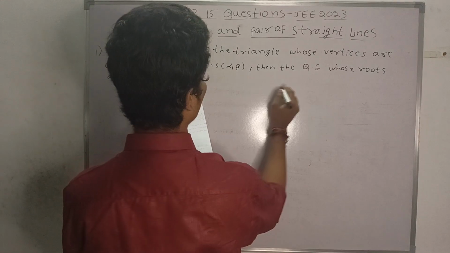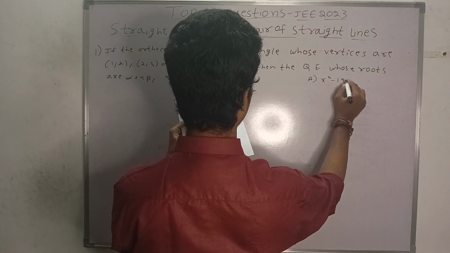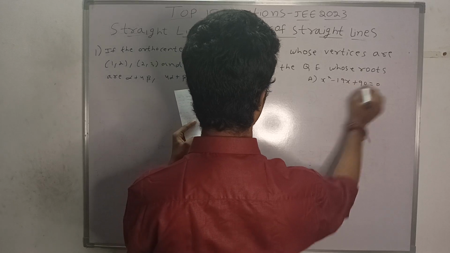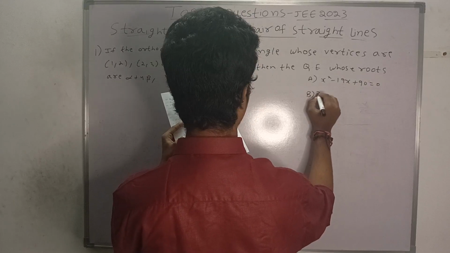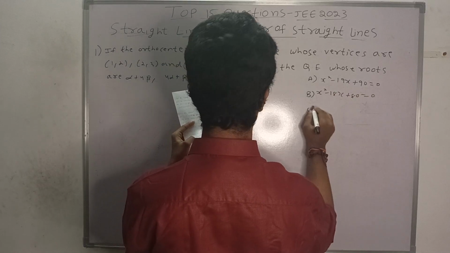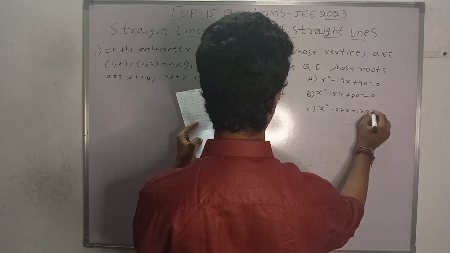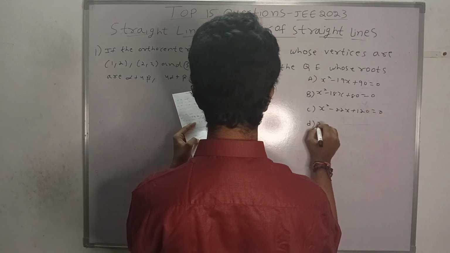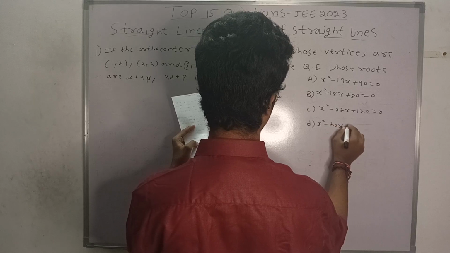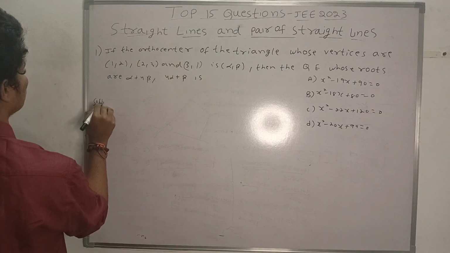So basically it contains options. The first option is x square minus 19x plus 90 equal to 0. The second option is x square minus 18x plus 80 equal to 0. The third option is x square minus 22x plus 120 equal to 0. And the fourth option is x square minus 20x plus 99 equal to 0. So basically this is the second question.